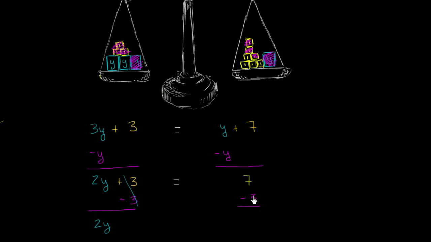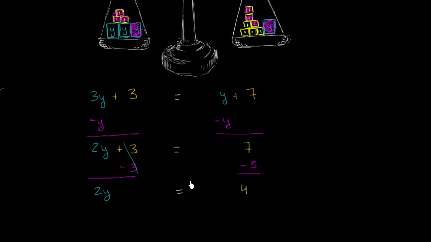And on the right-hand side, we got rid of 3 of the blocks, so we only have 4 of them left. So you have 2 of these y masses is equal to 4 kilograms. Because we did the same thing to both sides, the scale is still balanced. And now, how do we solve this? You might be able to solve this in your head. I have 2 times something is equal to 4. You could think about what that is.